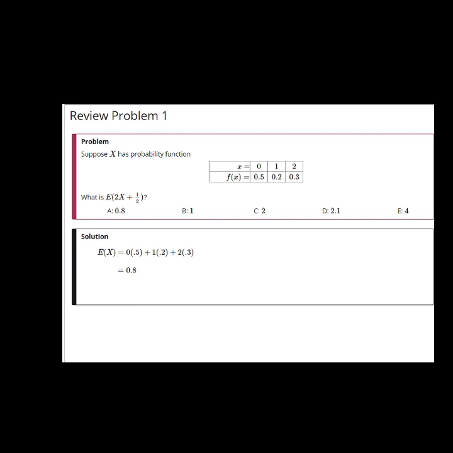We'll use the properties of expected value we saw earlier in this problem. The expected value of x, 0 times 0.5, plus 1 times 0.2, plus 2 times 0.3, which is 0.8. So the expected value of 2 times x plus 1/2 is 2 times E of x plus 1/2, 2 times 0.8 plus 1/2, which is 2.1. So the correct answer is D.